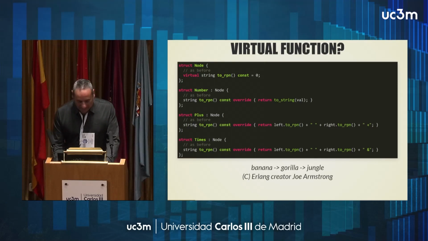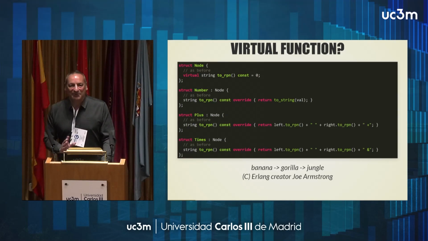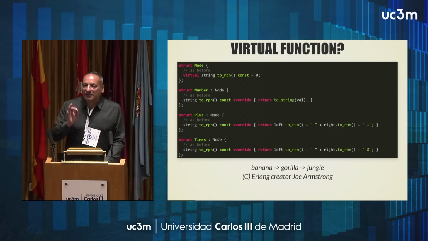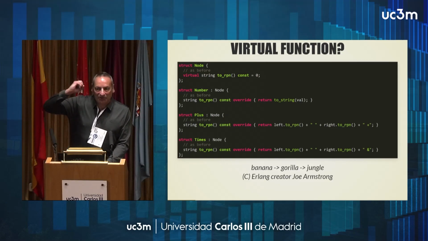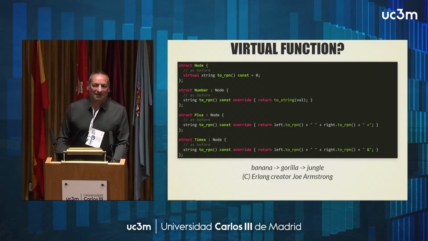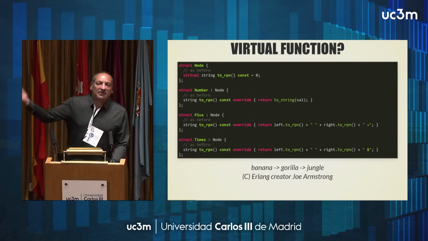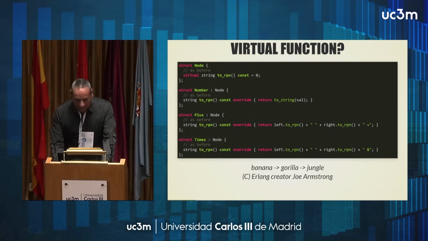And Joe Armstrong, the creator of Erlang, had a very funny way of putting this. He said, the trouble with object-oriented programming is that you just wanted a banana, but you also got the gorilla holding the banana and then the entire jungle. And you end up with God classes that give you all the things that you don't want in the first place. Big problem. So we probably don't want to do this.